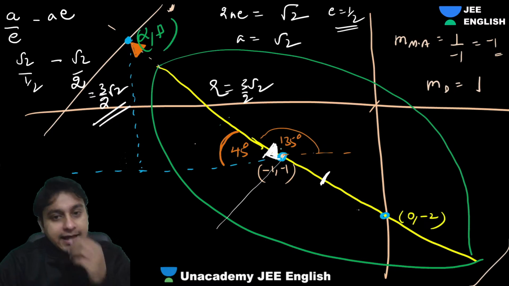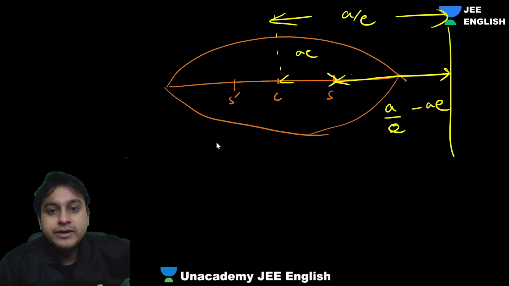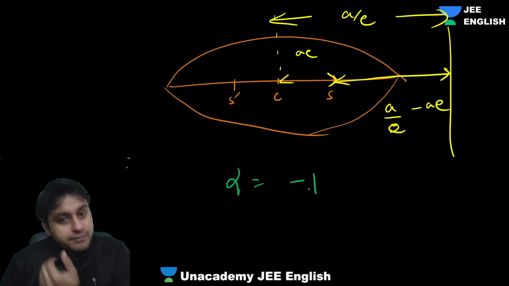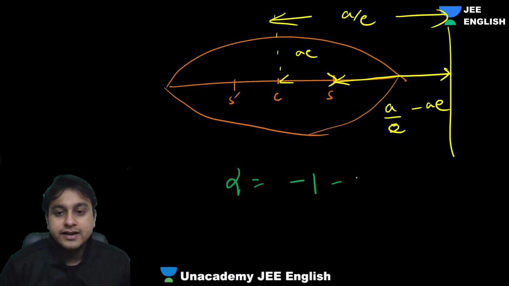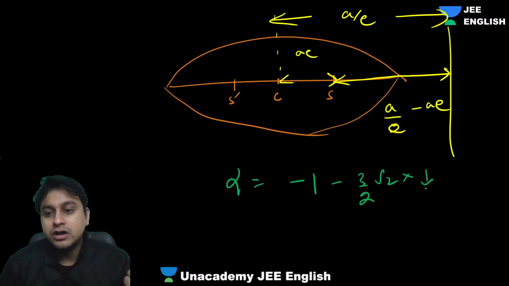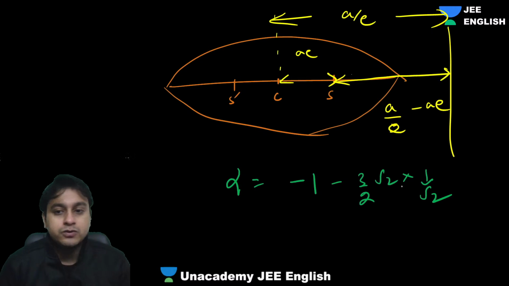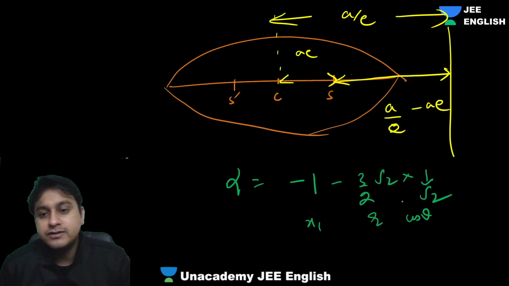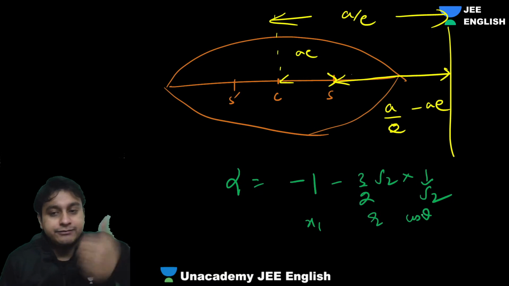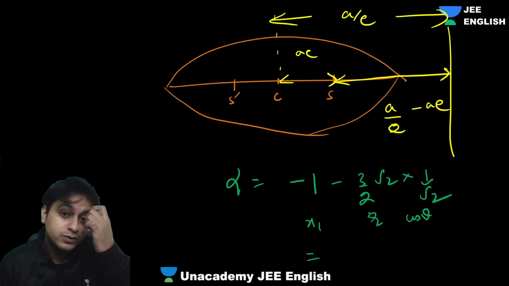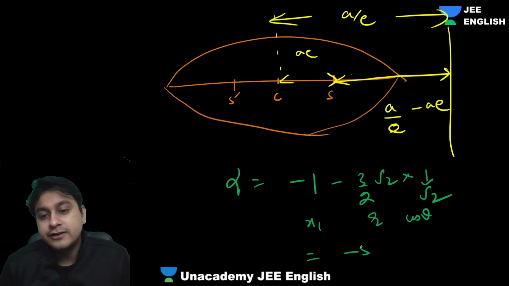So guys, alpha will be minus 1 minus R cos theta. R is 3 by 2 root 2, into half, into cos 45, which is 1 by root 2. What I did is x1 minus R cos theta, because we are subtracting, we are going left. So what is it coming as? Minus half minus 3 by 2, which is minus 5 by 2.